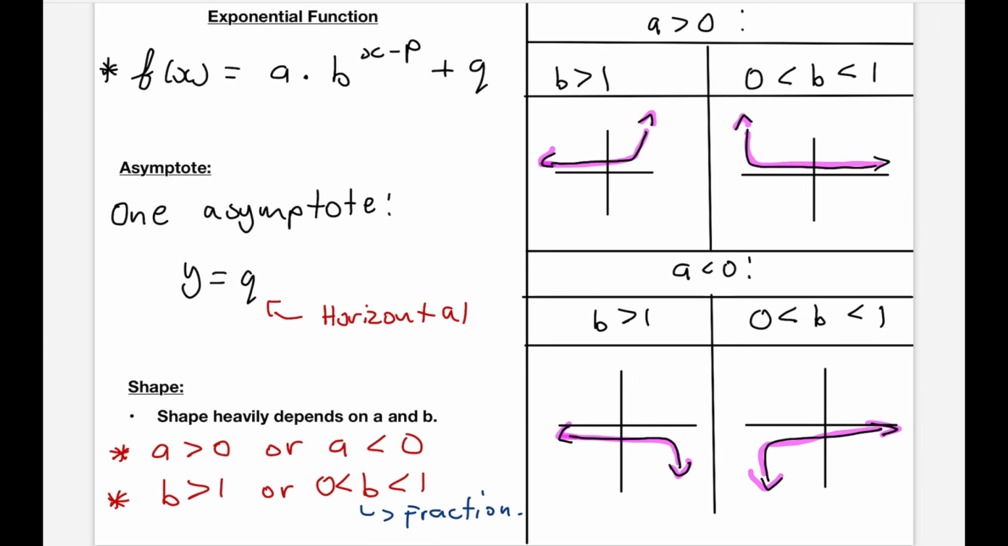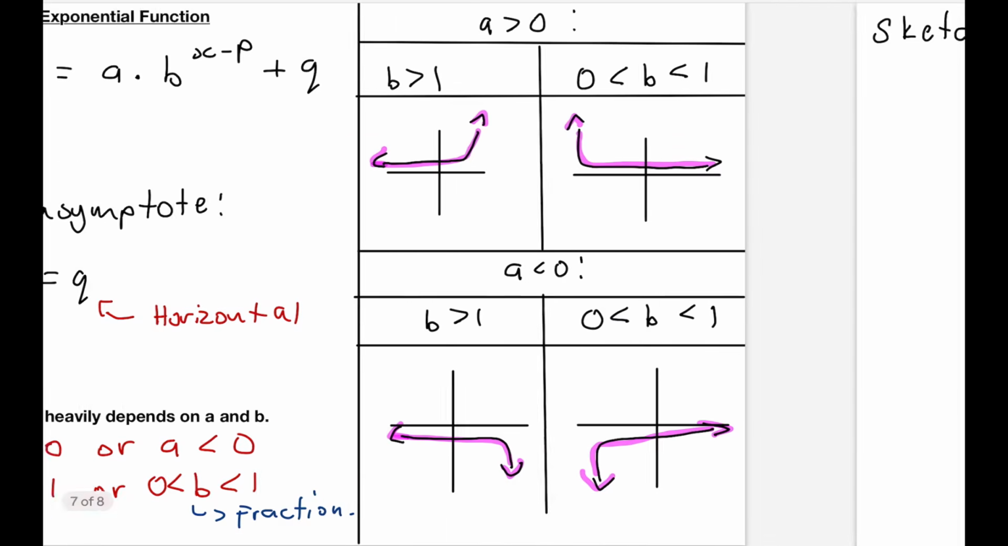These 4 shapes you have to commit to memory. Luckily for now, you can download these notes and give it some memorization. But these are the different shapes that your exponential function could take on. And so the very first thing you need to determine is: is a bigger than 0 or less than 0? Is b bigger than 1 or is it a fraction? Is it between 0 and 1?